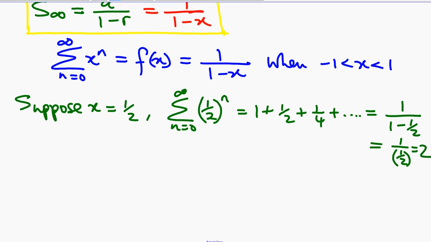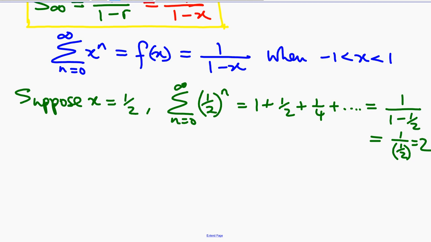And we can check that by using the function. Remember, we have two representations here. All right? We have the series, which is given by that.